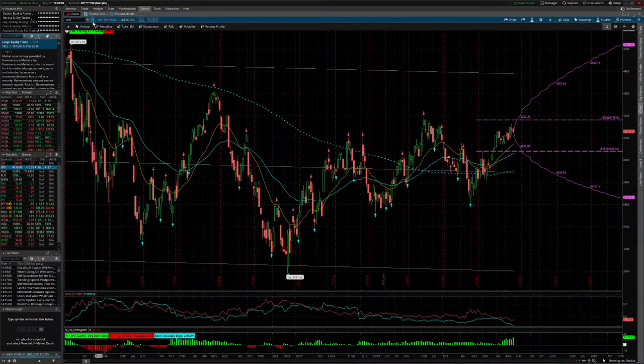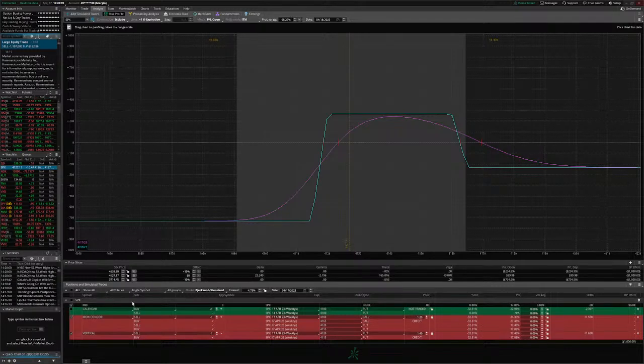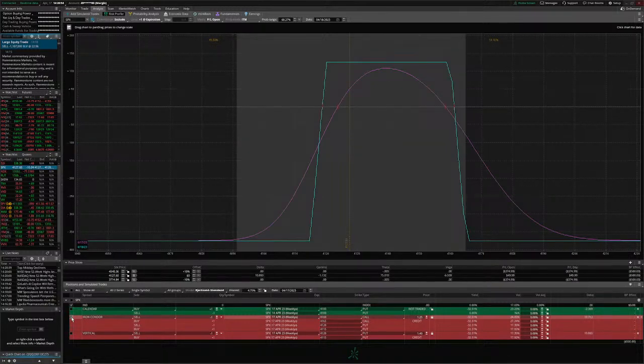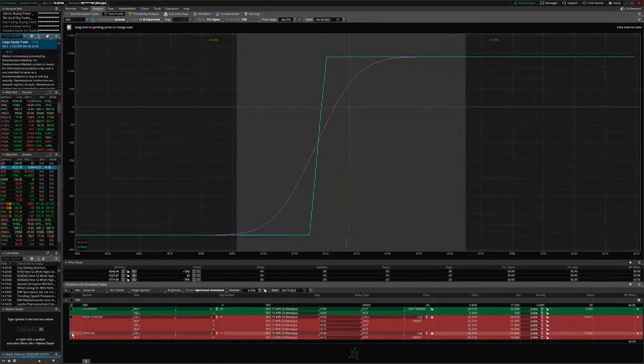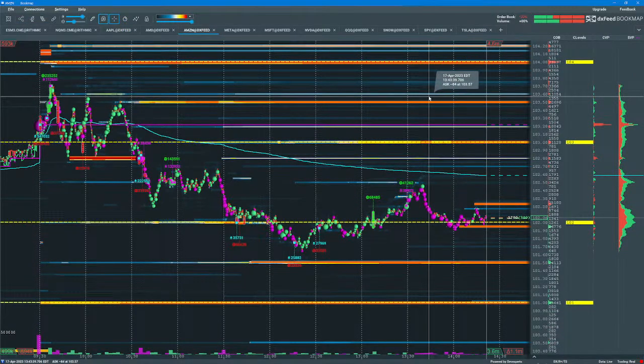All right, and just to point out this, a couple of ways of approaching this range day. First of all, here's an iron condor, and that's 0 DTE options. Here's a vertical. I'm going to keep an eye on these. All right, so that is Amazon.